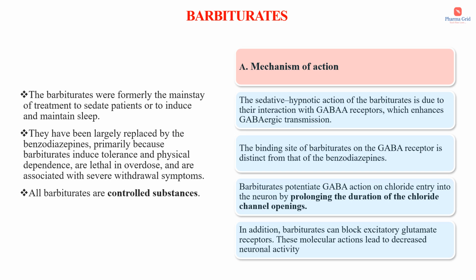In addition, barbiturates can block excitatory glutamate receptors. These molecular actions lead to decreased neuronal activity. Okay, so this is the mechanism of action of barbiturates. Both benzodiazepines as well as barbiturates potentiate the GABA action. But benzodiazepines potentiate the GABA action by increasing the frequency of chloride channel opening, whereas barbiturates potentiate the GABA action by increasing the lifetime of chloride channel opening induced by GABA.